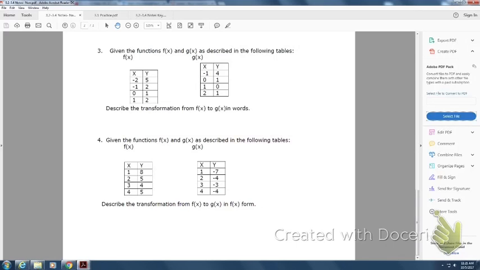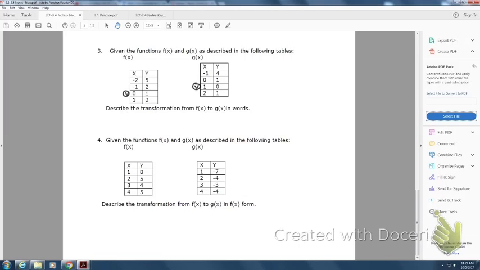So you're looking for the y value that has the same number above it and below it. And then on this other one, it would be that right there. Now, looking at these, you need to compare the x values in f of x to the x values in g of x and look to see how they're changing. So, how are the x values changing from the first table to the second table?